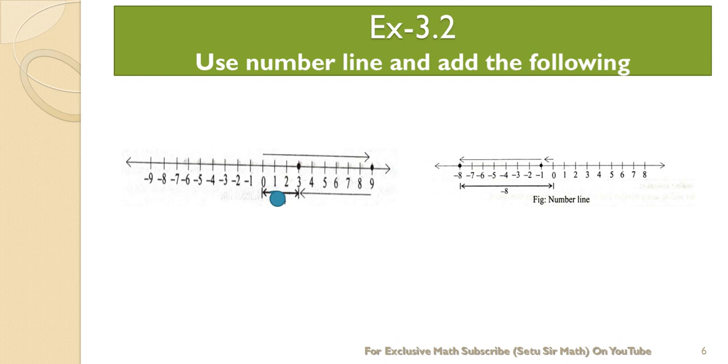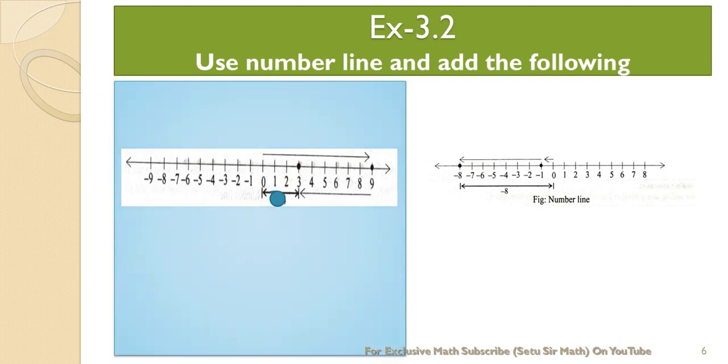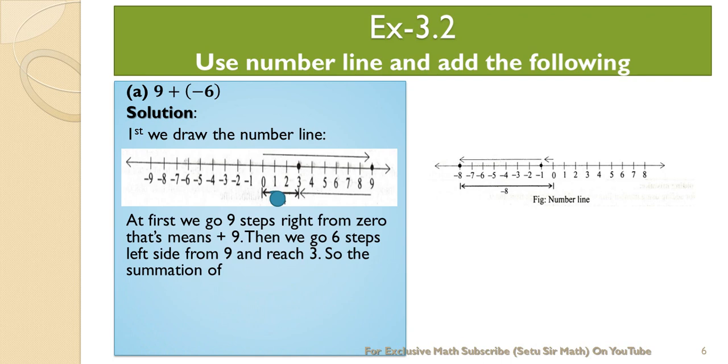Exercise 3.2: use number line and add the following. So we will add the numbers using the number line. Number A, positive 9 plus negative 6. Solution: first we draw the number line. At first we go 9 steps right from 0 because 9 is positive here, and then we go from 9, 6 steps left because 6 is negative here. So we reach 3. You can see the figure, 0 to 3.